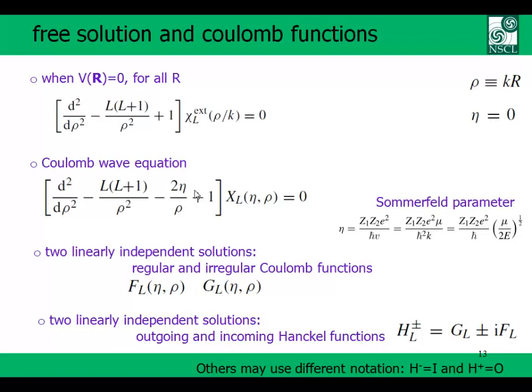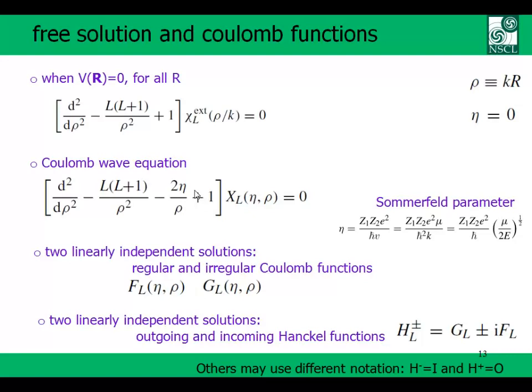So we know the solutions for this, but we're actually going to use solutions for this, because sooner or later we're going to have a Coulomb interaction there. And so the general solutions for this are the regular and irregular Coulomb functions, and we'll just use those with eta 0. And then we know that if we want to generalize, we just have to make eta different from 0.